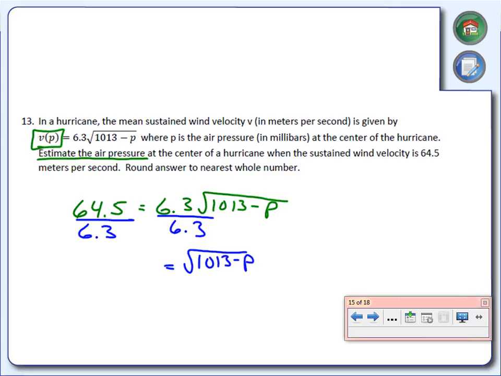64.5 divided by 6.3 is, what is that? 10.23. Well, that's pretty close, right? 10.238 something. All right, so that's the decimal. But we need to take that decimal we just found there, and we need to square it. We need to square both sides. So take that decimal you just found and square it. What do we get?